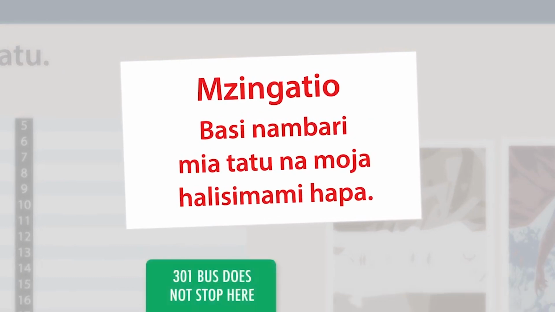The notice reads, "The 301 bus does not stop here." Basi nambari 301 halisimami hapa.